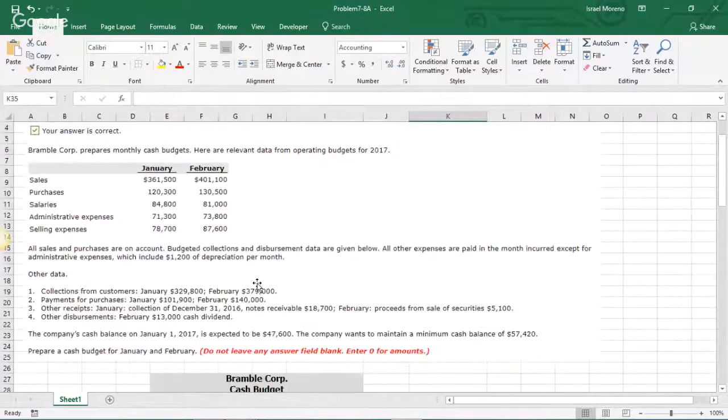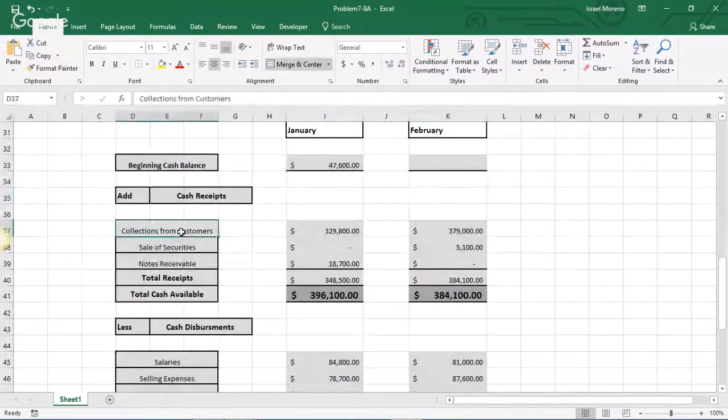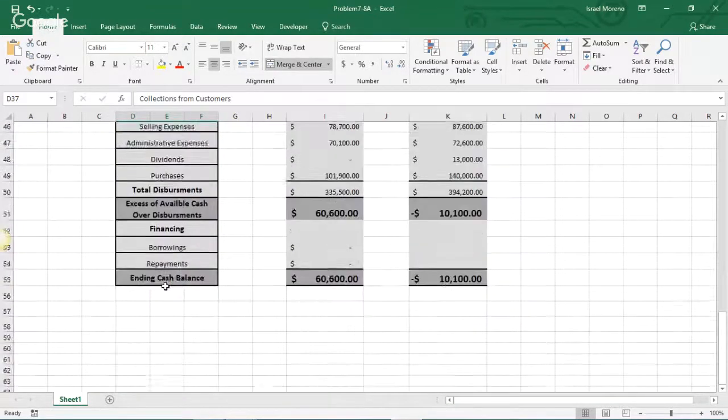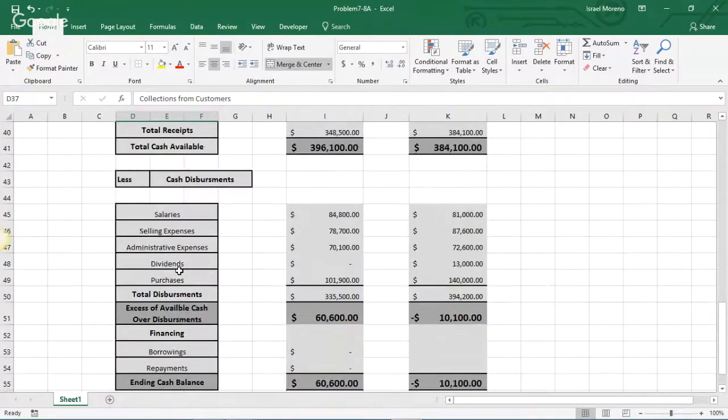So you have instructions on top of the assignment, and you will need to pay specific attention to some of the things that are in the instructions. I'll tell you about them as we do it. I already typed in the name of the receipts that we're having and the disbursements, and also from the financing section, I already typed in borrowings and repayments.